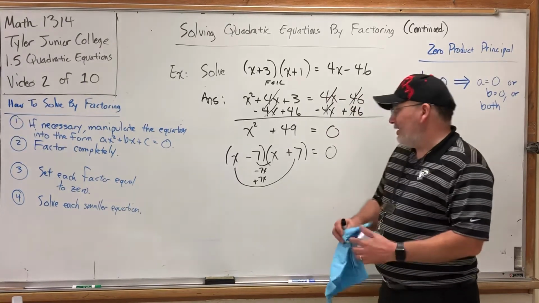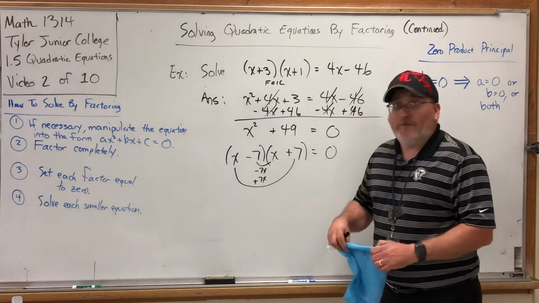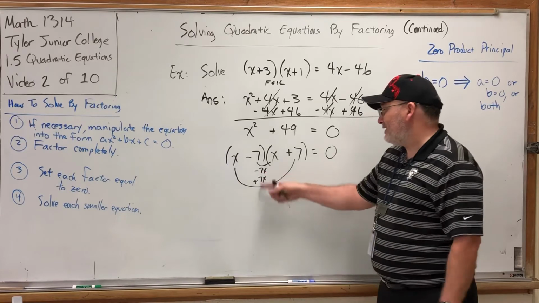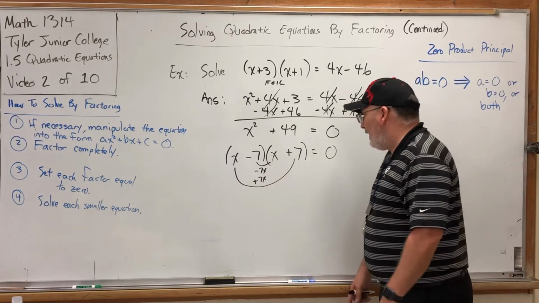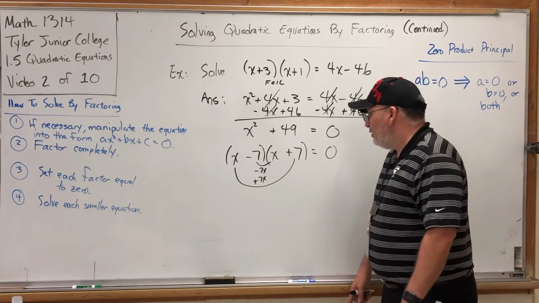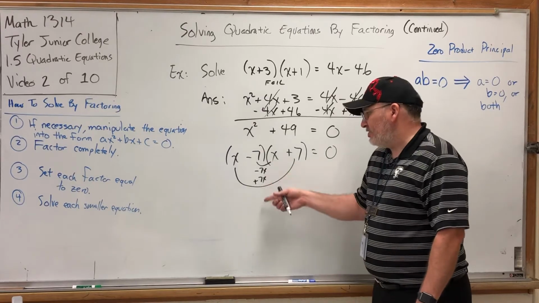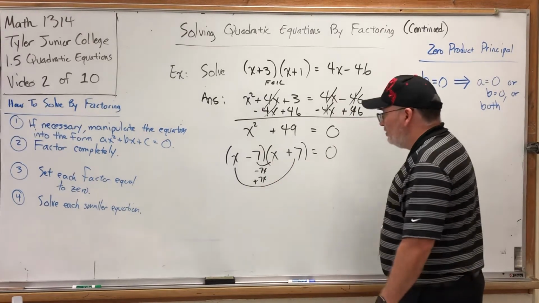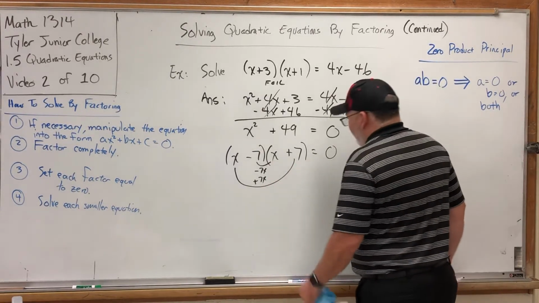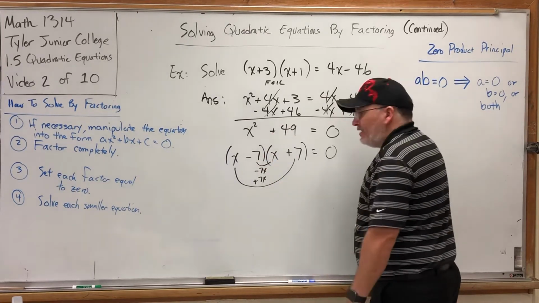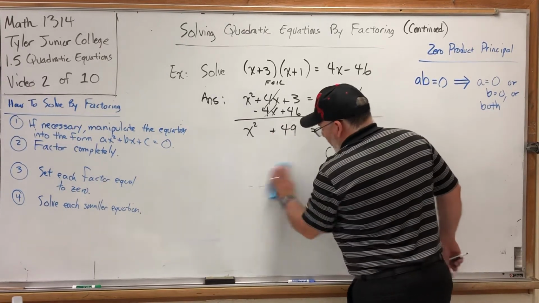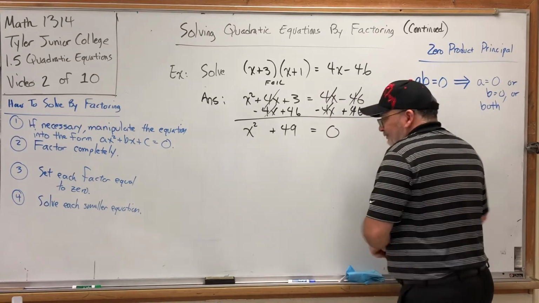Maybe it's not 7 and 7? Well, trust me, it's not 1 and 49. Because remember, we need this cancellation to happen, and that'll only happen if these numbers are the same with opposite signs. But if they're opposite signs, then their product won't be positive. So we kind of reached an impasse.